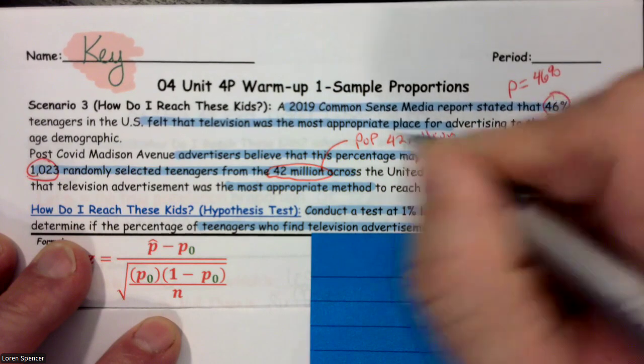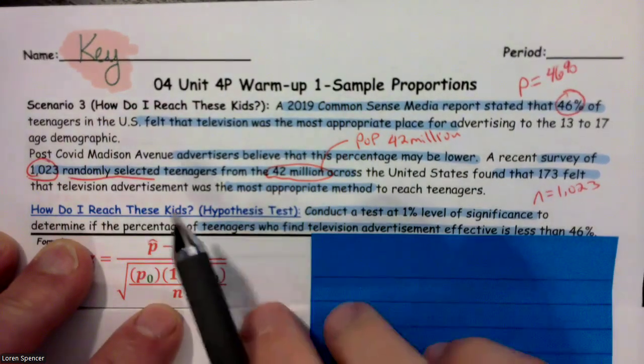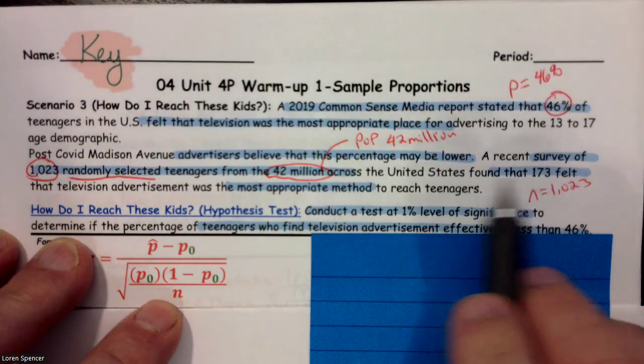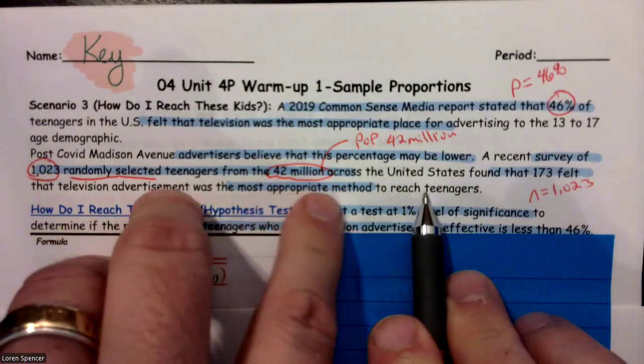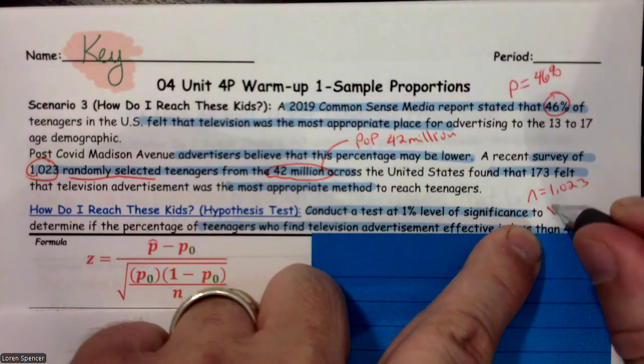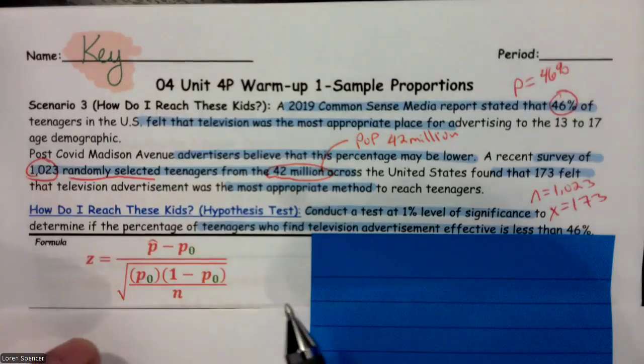And I should have highlighted that they said it was randomly selected. So we have a random sample. That's good, that'll be one of our conditions. They found that 173 felt that the television advertisement was the most appropriate. So out of the 1,023, our x is 173 who thought it was most appropriate.